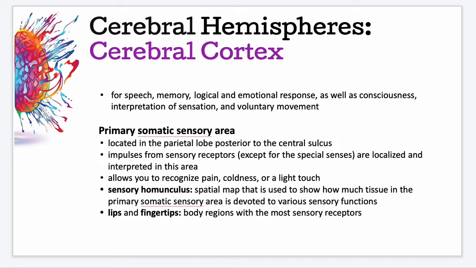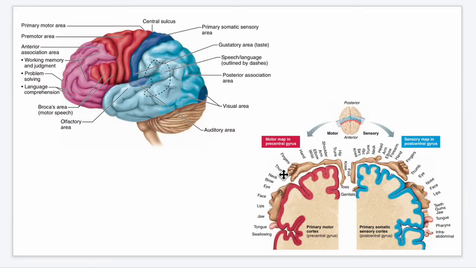So, impulses traveling from the body's sensory receptors are localized and interpreted in this area of the brain. This primary somatic sensory area allows you to recognize pain, coldness, or light touch. See that? There's a picture. So, this is what we call the homunculus, the sensory homunculus map. So, it's scary.